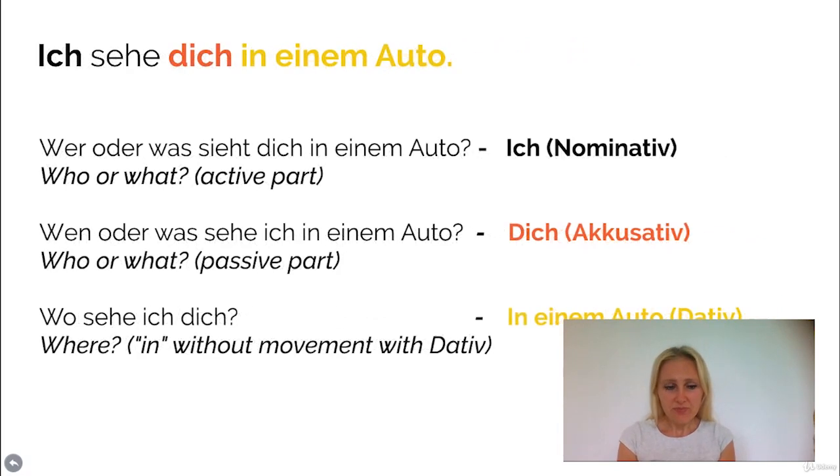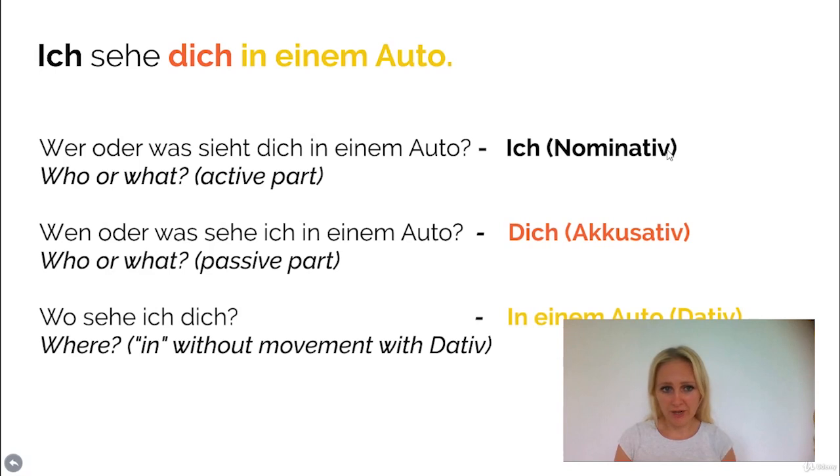Okay. Then the next sentence is, ich sehe dich in einem Auto. I see you in a car. Ich sehe dich in einem Auto. So let's break the sentence down. Wer oder was sieht dich in einem Auto? So who or what? Or let's say who is seeing you in a car? And we're asking about the active part here. So it is ich, and ich is the nominative object or the subject of the sentence.